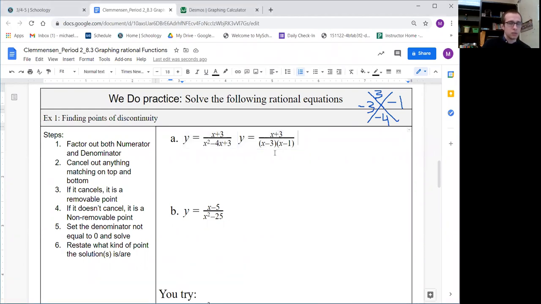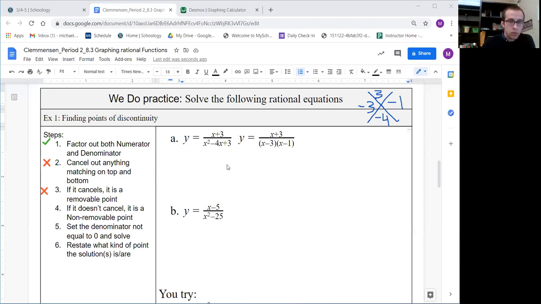Now that it's factored, I have to see if I can cancel anything out, because if I cancel it out, it's a removable point. If I can't cancel it, then it's non-removable. So we're checking to see what type they are. X minus 3 and x minus 1, nothing cancels out since these two don't match. This one has a plus and this one has a minus. So if we're checking things off, we've done this. We can't do this one because there's nothing to cancel. And since nothing canceled, this one's done as well.